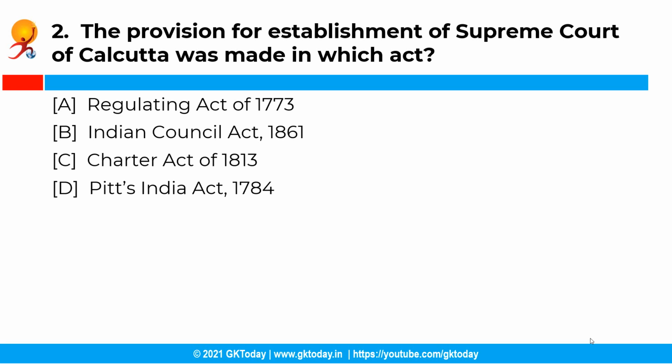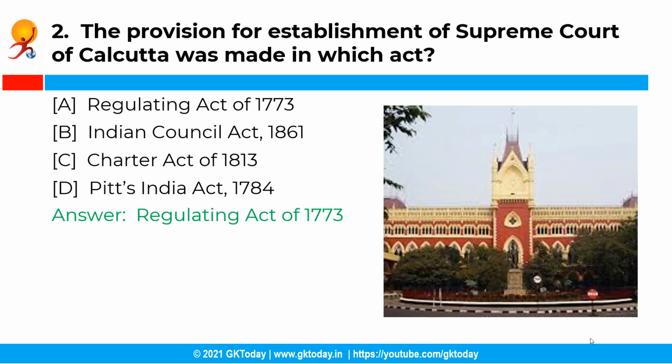Now the correct answer is option A, Regulating Act of 1773. See, the Regulating Act of 1773 provided for the establishment of Supreme Court at Fort William, Calcutta, and it comprised of one Chief Justice and 3 other judges. Sir Elijah Impey was the first Chief Justice of this Supreme Court.